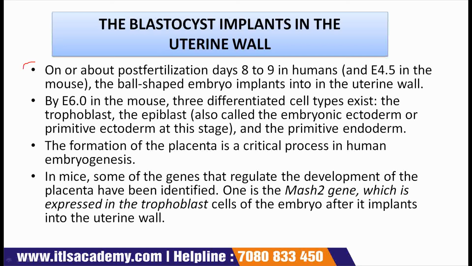The very first point is that implantation occurs on or about post-fertilization day 8 to 9 in humans, and it is day 4.5 in the mouse. The ball-shaped embryo implants into the uterine wall. The inner cell mass of the human embryo at this stage has split into layers. One is the hypoblast, which lies next to the blastocoel and gives rise to the primitive endoderm.